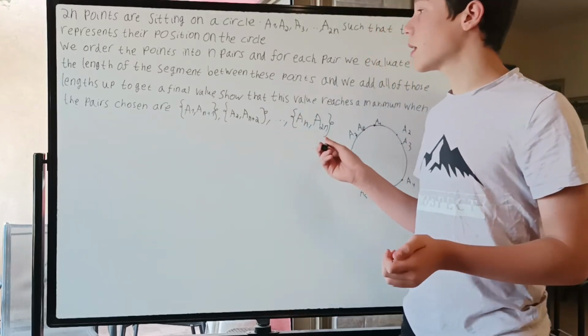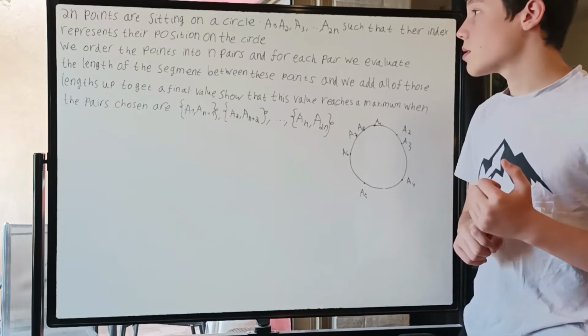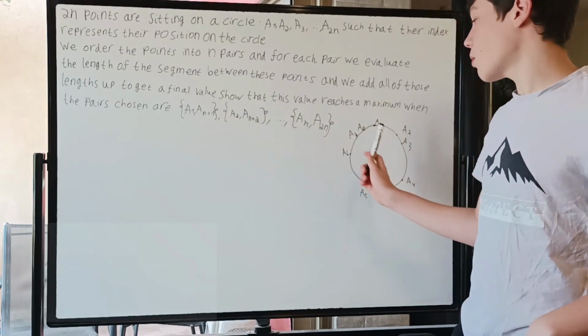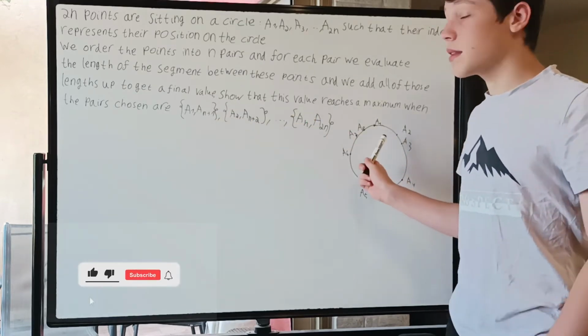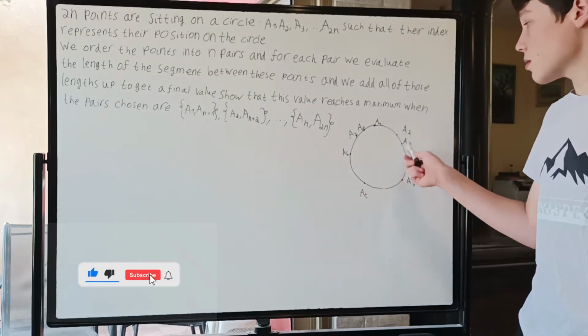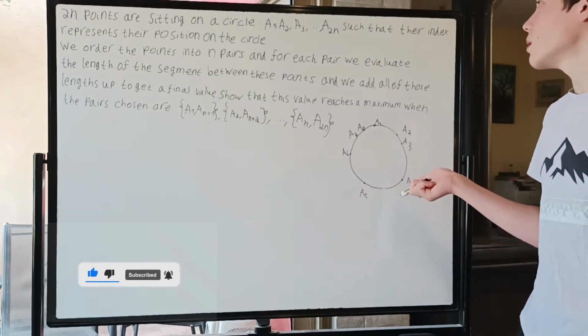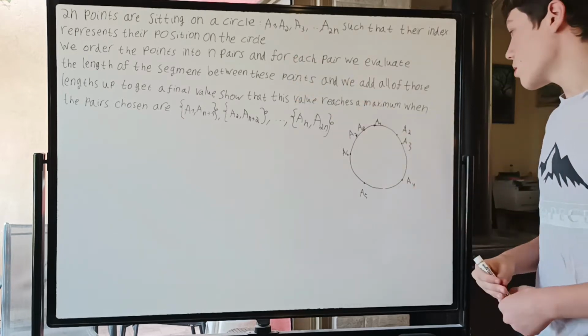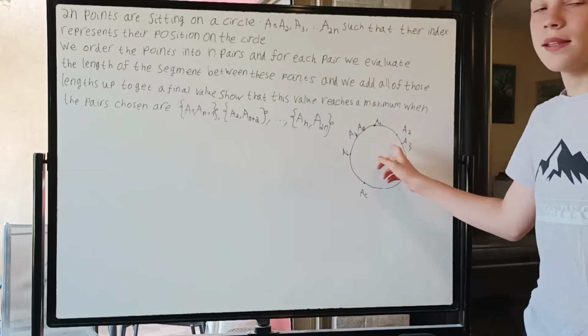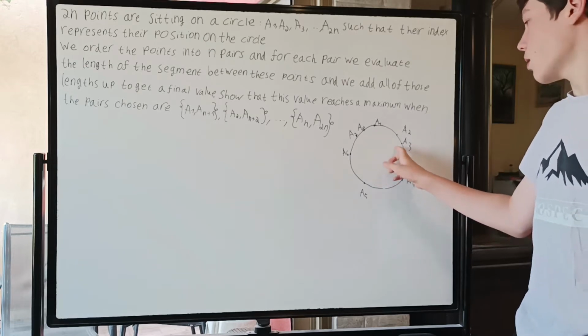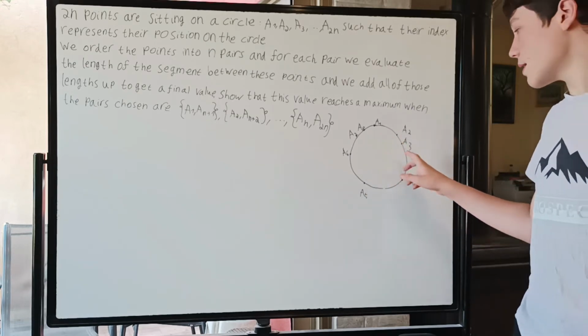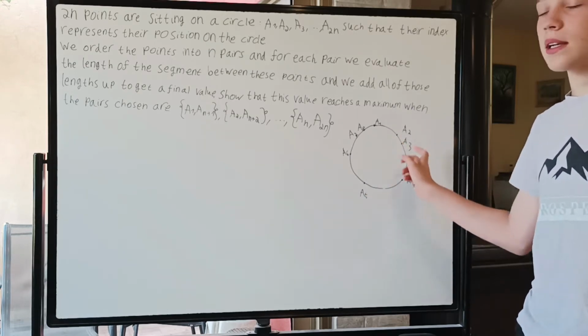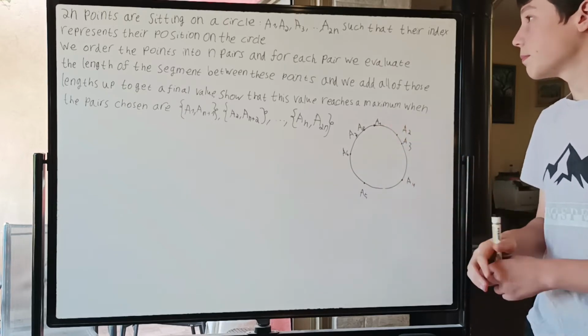Today we're going to take a look at this problem. We have 2n points sitting on a circle. In this case, n is equal to 4, so we have 8 points, such that their index represents their position on the circle. So we have A1, then A2 is the one right next to A1, then A3 is the one right next to A2, then A4 is the one right next to A3, and so on.